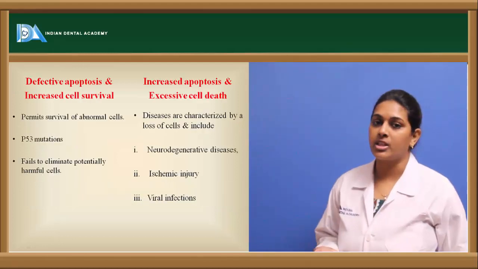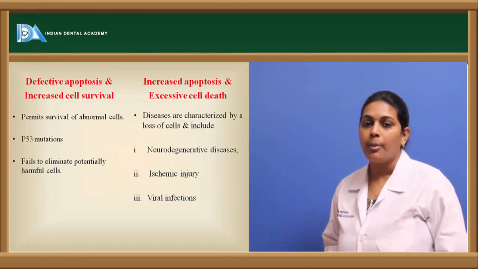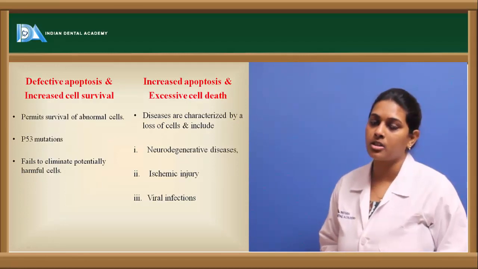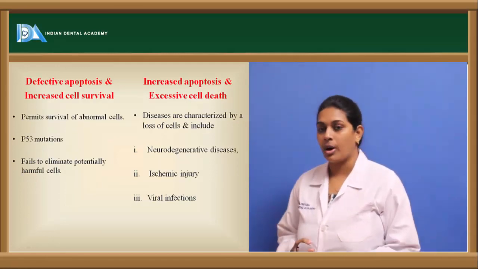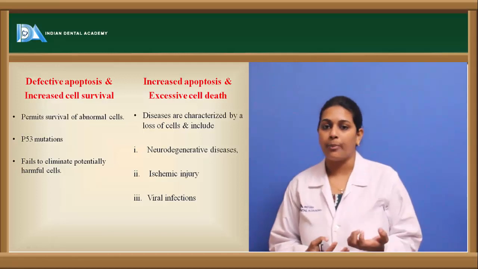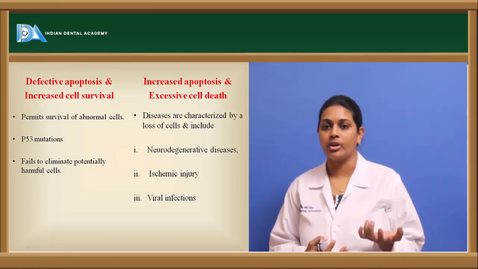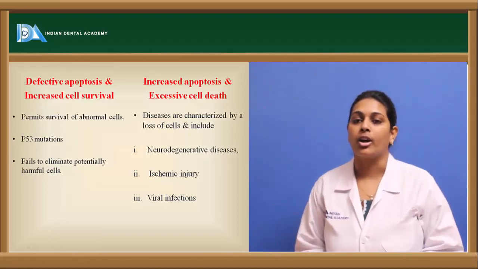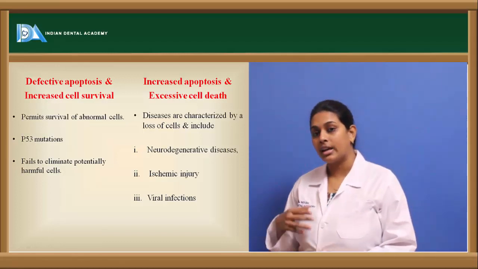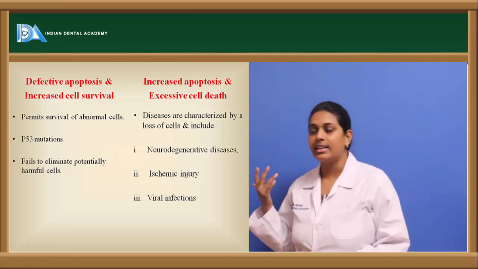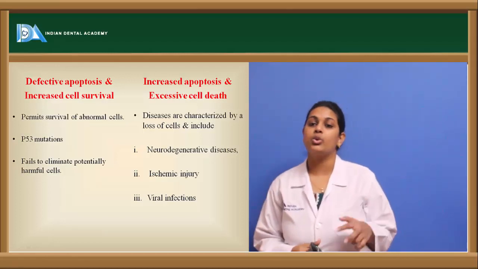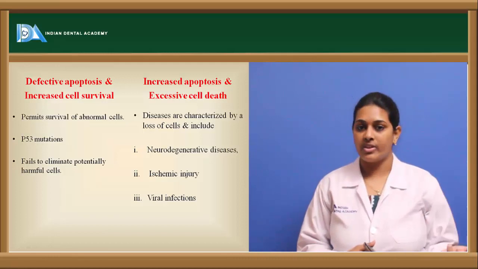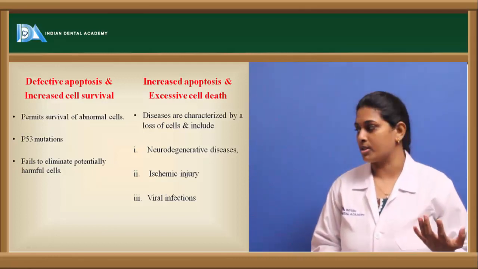Coming to defective apoptosis, any abnormalities in the process of apoptosis. The abnormalities could be defective apoptosis, that is inadequate apoptosis going on, and because of that there are increased cells available within the body. Or otherwise, increased apoptosis, that is increased cell death, can also be seen. So these are the two conditions that we see in defective apoptosis.